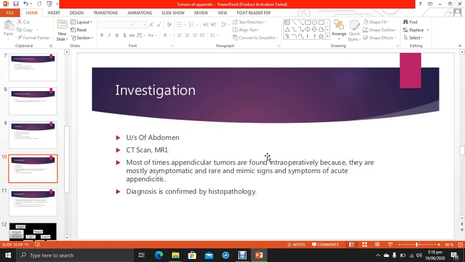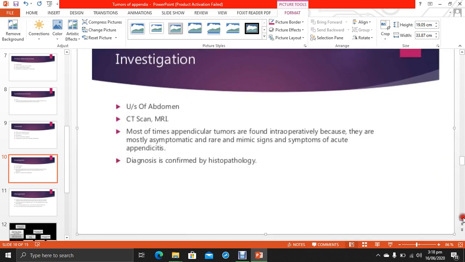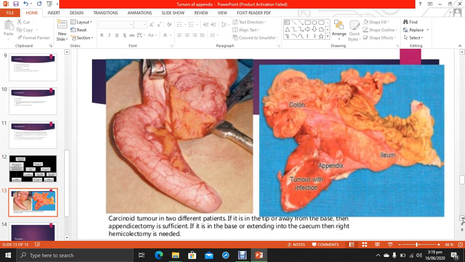How to investigate: ultrasound abdomen, CT scan, and MRI. But most of the time, appendicular tumors are found intraoperatively. As I told you before, during surgery, if we suspect that there is something wrong, we definitely do histopathology, and histopathology will give you 100% confirmation of the biopsy and the malignancy.